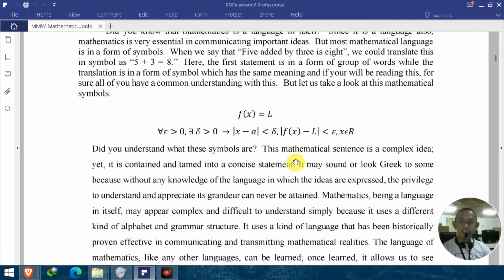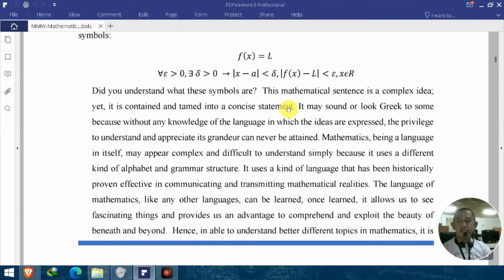Mathematical symbols are a bit complicated. This mathematical sentence is a complex idea. Later you will know the symbols in this one. It is an assignment.